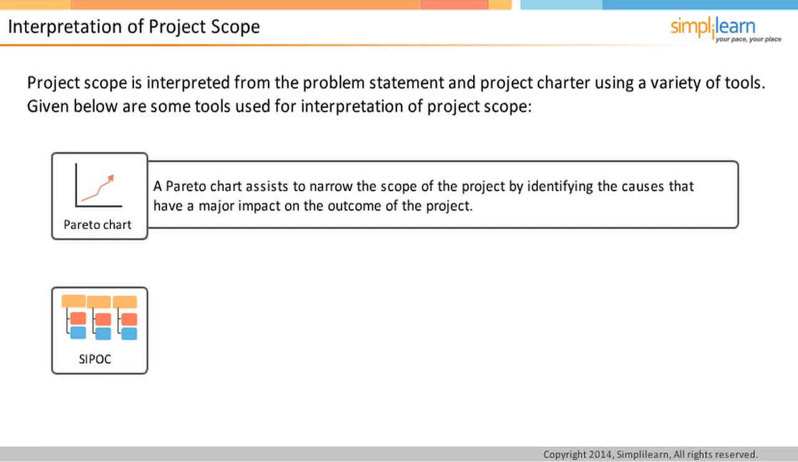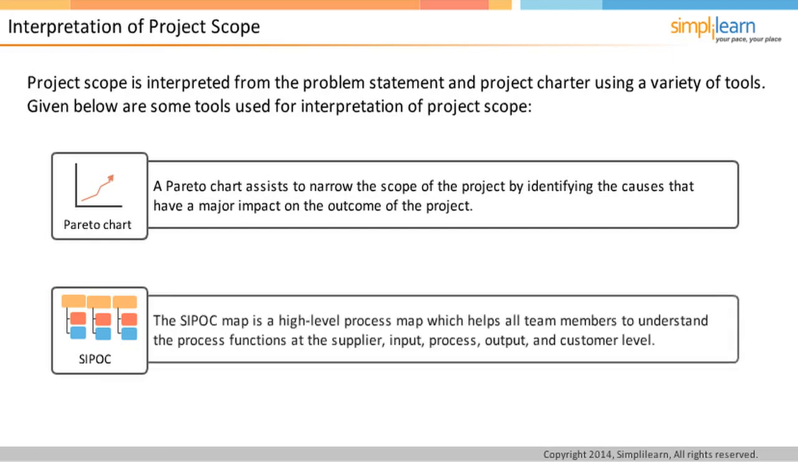The SIPOC map is a high-level process map, which helps all team members in understanding the process functions in terms of addressing questions like who are the suppliers? What are the inputs they provide? What are the outputs that can be obtained? And who are the customers? As discussed earlier, SIPOC stands for Suppliers, Inputs, Process, Outputs, and Customers. In the subsequent screen, we will learn about process maps.